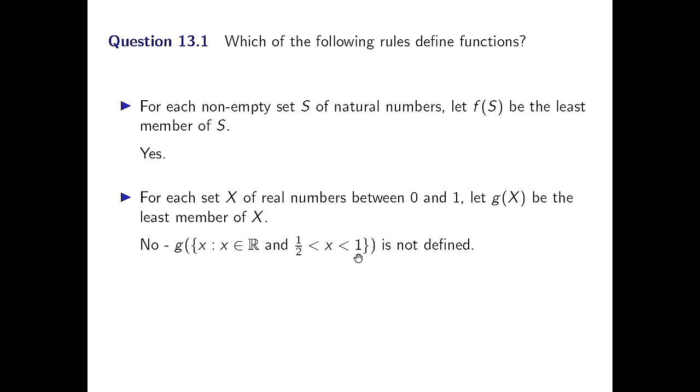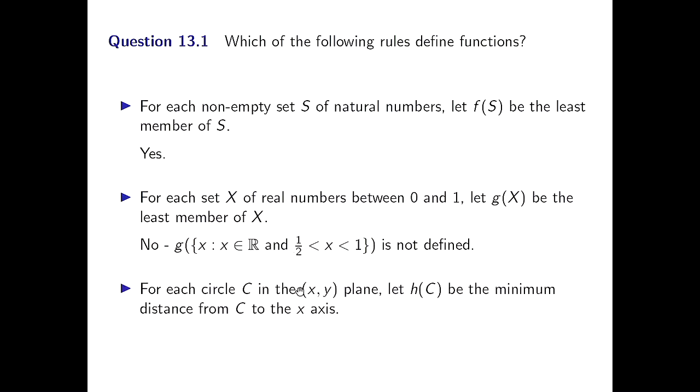So think about all the real numbers strictly between 1/2 and 1. What's the least element of this set? You want to say 1/2, but you can't say 1/2 because 1/2 isn't in the set. And if you say, well, it's 1/2 plus 0.00001, I say, no, it's not, because 1/2 plus 0.0000001 is also in the set, right? So here, this isn't a well-defined rule. There will be certain inputs where we're not sure what the output is, not a function, right?